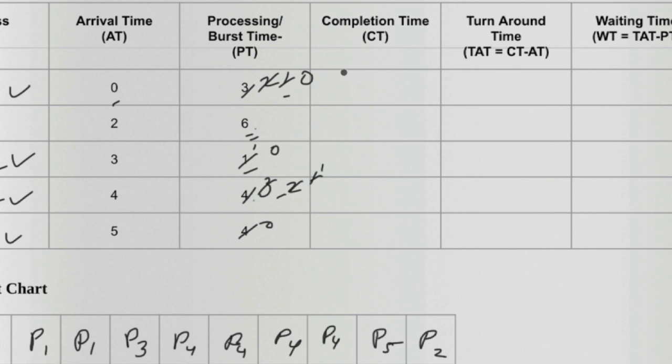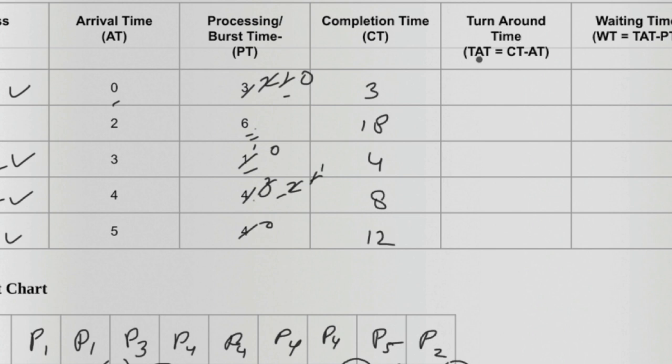All right. So let's calculate the completion time. So when did P1 get completed? Let's look at it from behind. So we have P1 at interval 3. Then P2 got completed at 18. P3 got completed at 4. So we put 4 over here, and P4 got completed at 8. So we put 8 over here, and P5 got completed at 12. So put 12 over here.